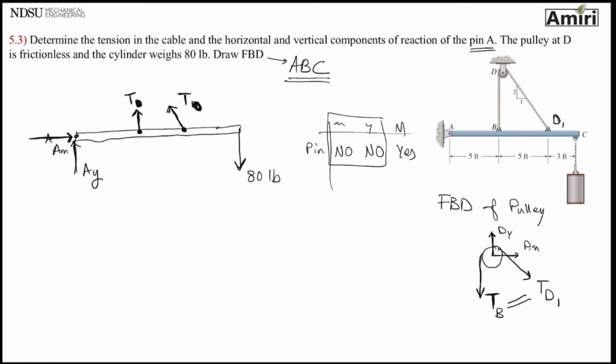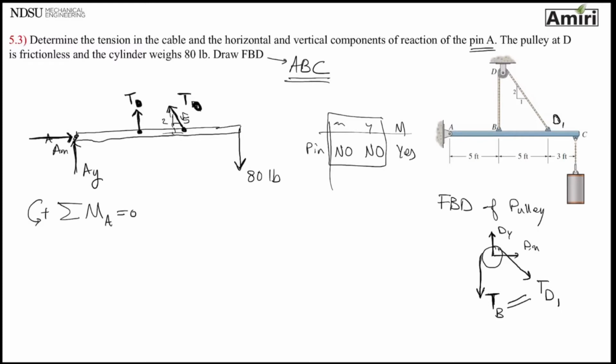Okay, so again, let's be smart about it. Let's just start with an equation that we can find at least one of those unknowns. If I write my sigma X, I have AX and this component of this T here, which by the way is 1 over square root of 5. If I write sigma Fy, again, I have 2 unknowns. So let's just start with the moment. Moment about, let's take point A, because then I don't need to worry about AX or AY. So let's take moment about point A and make it equal to 0.